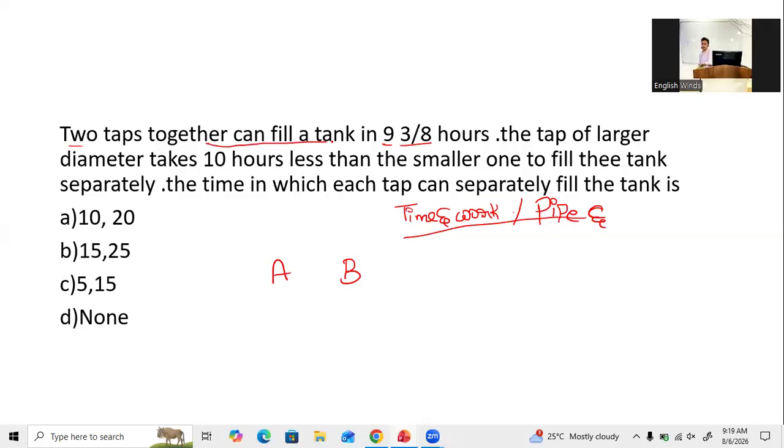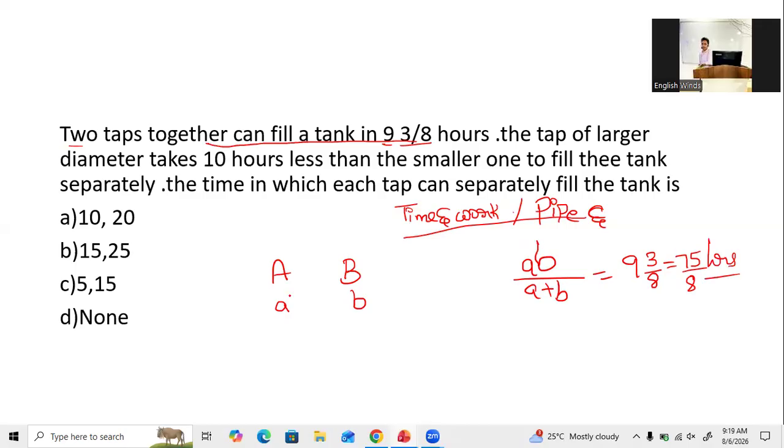What they have given is that together they can fill. So there is a formula. If two persons or two taps work together, and A can fill in A hours and B can fill in B hours, then the formula is AB by A plus B. This value is given as 9 3 by 8. So 8 nines are 72 plus 3 is 75 by 8. This is the total hours.